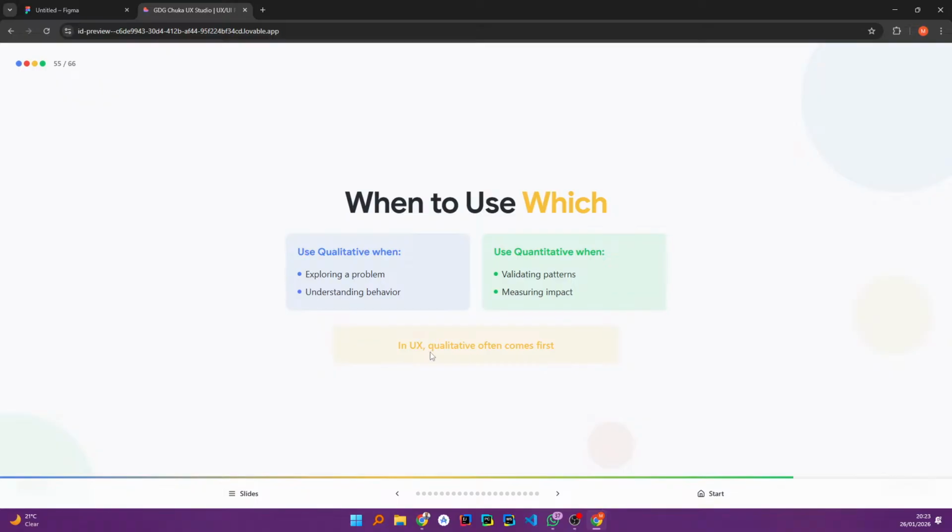Another thing that is important to note is that in UX, qualitative research often comes first. You need to start with the qualitative so that you can answer the question why, then you move on to the what. It's always good to know the why part of a problem before moving on to the what.